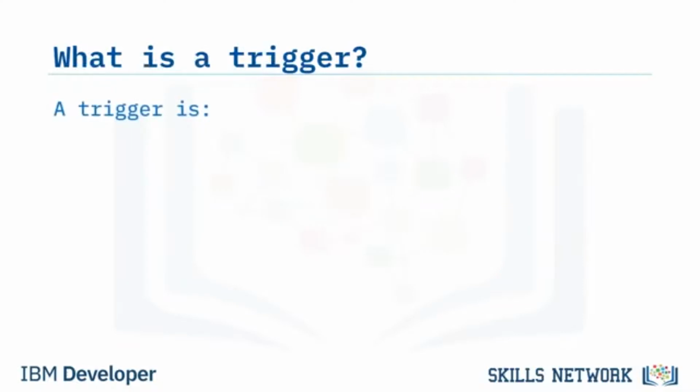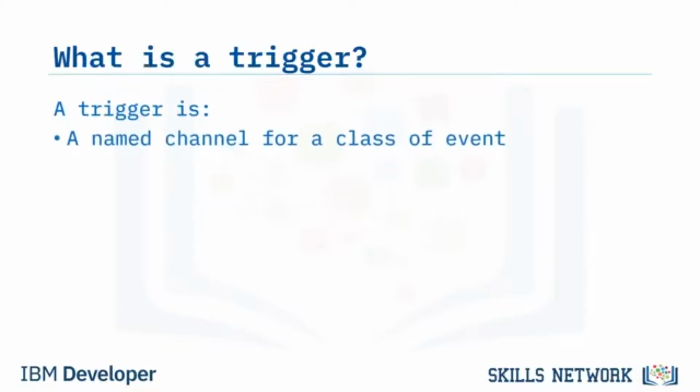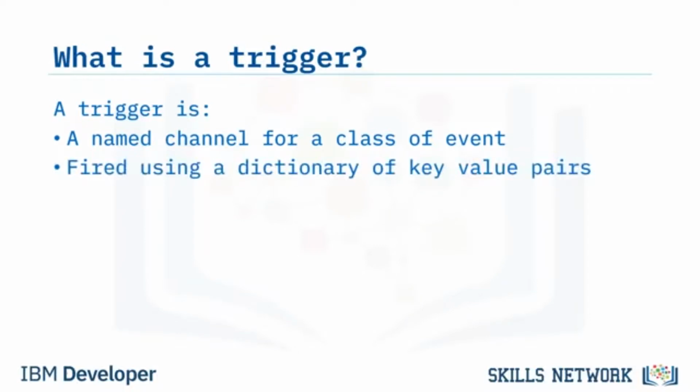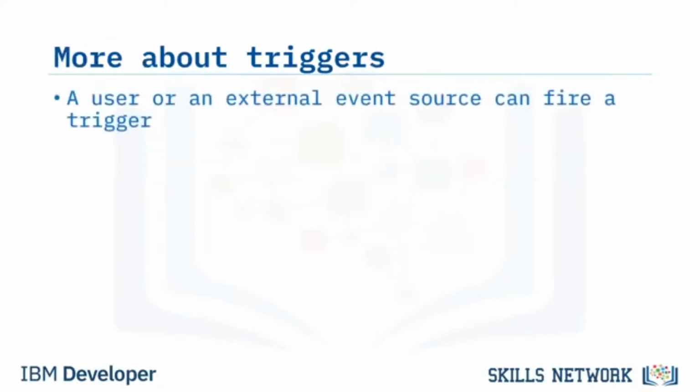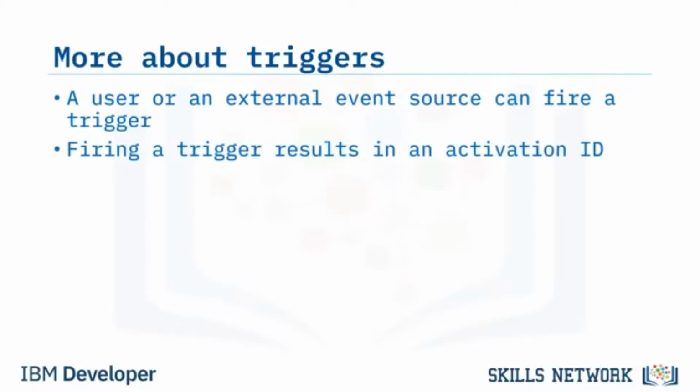Before you connect actions to event sources, you need to understand triggers and rules. A trigger is a named channel for a class of event. You can use a dictionary of key-value pairs to activate or fire triggers. A user or an external event source can fire a trigger event. Each trigger event fired results in an activation ID.